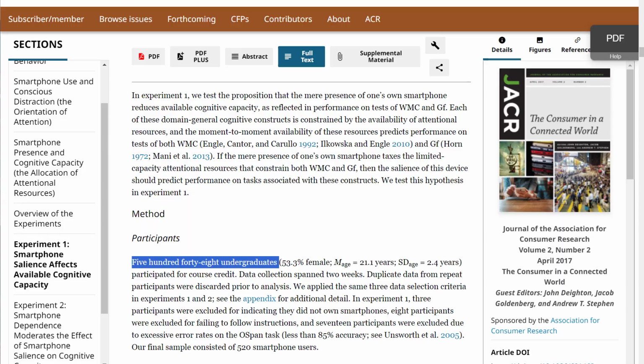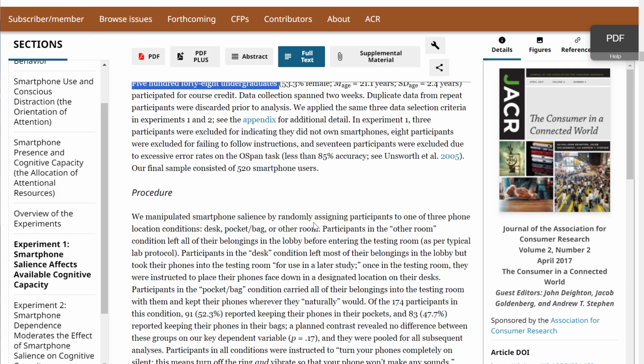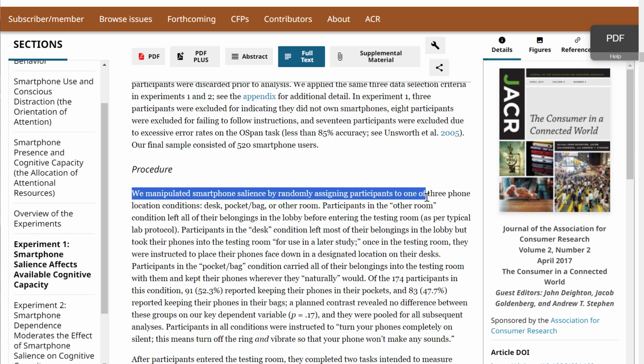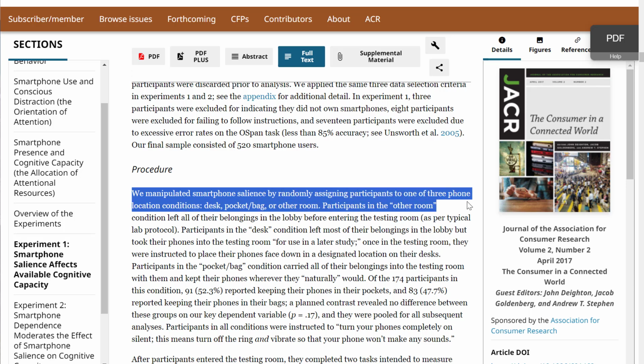And what were the treatments? The procedure will tell you the treatments. Depending on what you're looking for, they're going to use big words, and you might want to look them up on Google if you need to. "We manipulated smartphone salience by randomly assigning participants to one of 3 phone location conditions." So that's what they did: either the desk, pocket or bag, or other room.